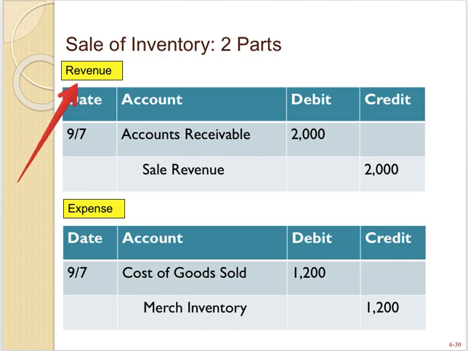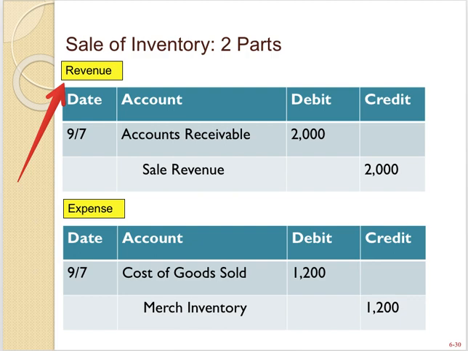So, the first part was the revenue side, and revenue has to do with providing or selling services. So we're going to use there the sales price. The sales price was $1,000 each, and we sold two monitors. So that's where we get the $2,000 from. Okay, so the revenue side of the transaction is going to be recorded at the selling price.